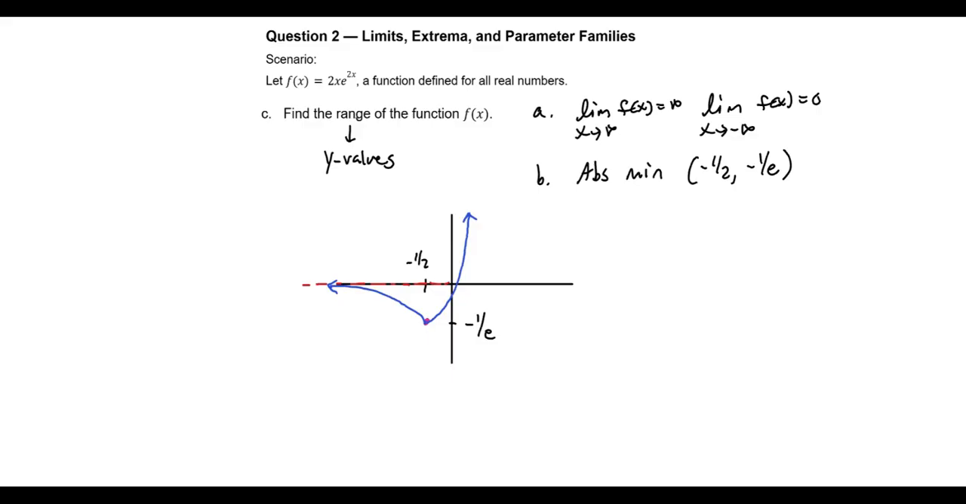So if we're trying to find the range, and we're thinking about all the y values, and I've done a little sketch here, the lowest point that the graph ever gets is negative 1 over e, which we have to include. And then the graph just goes on forever upwards. So the range is going to be negative 1 over e, comma, infinity.